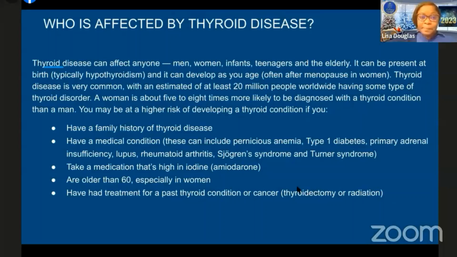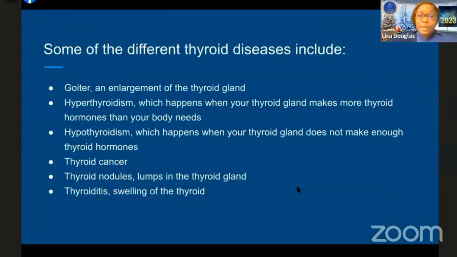Some of the different thyroid diseases include goiter, an enlargement of the thyroid gland; hyperthyroidism, as I discussed earlier, which happens when your thyroid gland makes more thyroid hormones than your body needs; hypothyroidism, which happens when your thyroid gland does not make enough thyroid hormones; thyroid cancer; thyroid nodules, lumps in the thyroid gland; and thyroiditis, swelling of the thyroid.